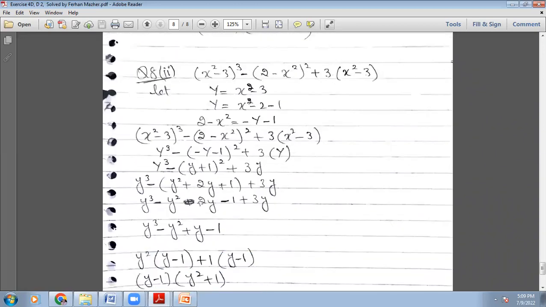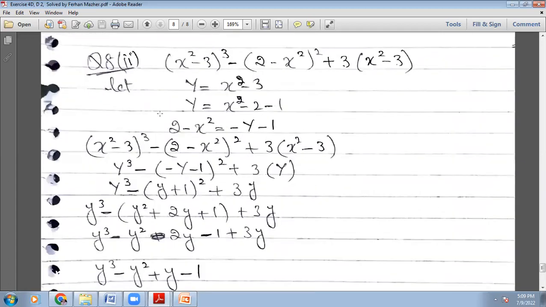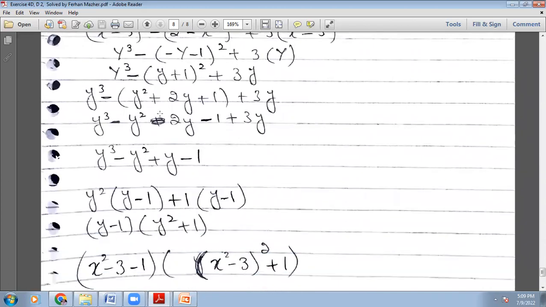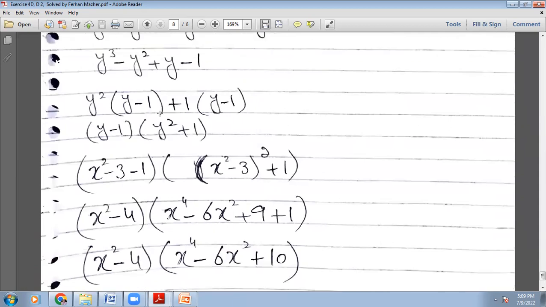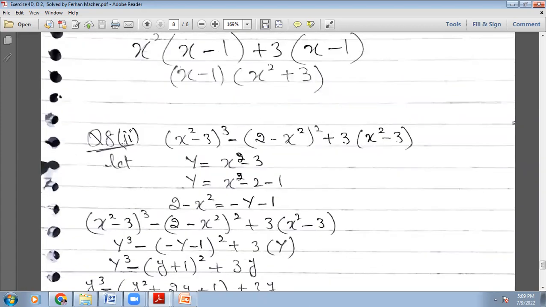This question number 8, its second part is unusual, and the method I used is not in that whole chapter. So question number 8, the second part, is done. Let me increase the size. You can pause the video and take your time to do this question. It's a very tricky question, not a simple, straightforward question.